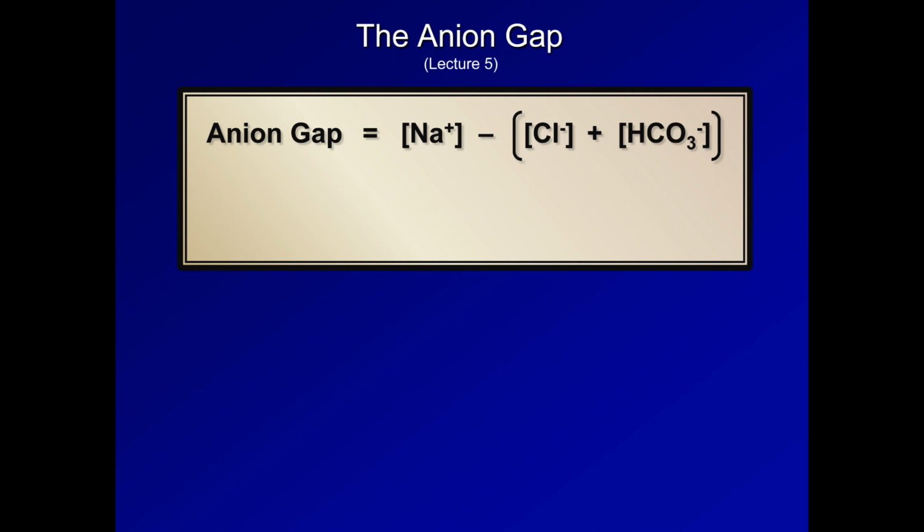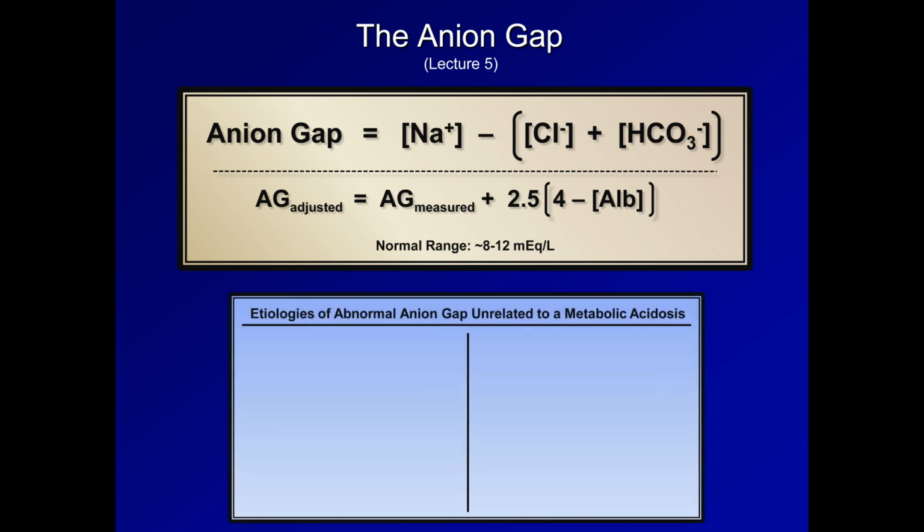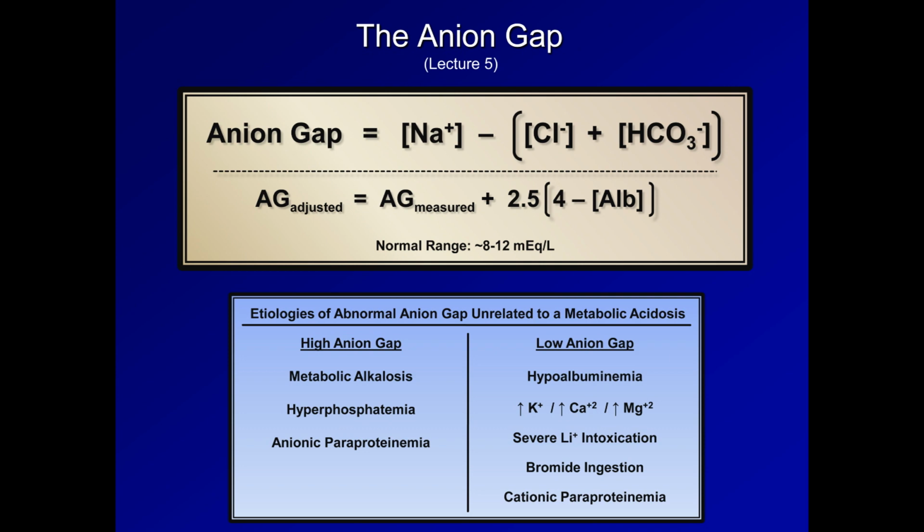Because negatively charged albumin is a major contributor to the anion pool, the anion gap should be adjusted in states of significant hypoalbuminemia using this empirically derived equation. The normal range of the adjusted anion gap is approximately 8 to 12 milliequivalents per liter, though it varies slightly from lab to lab. There are a number of conditions that can cause abnormal anion gaps in the absence of a metabolic acidosis, both those that cause a high anion gap and those that cause a low one. Of these, as implied before, hypoalbuminemia is the most important.